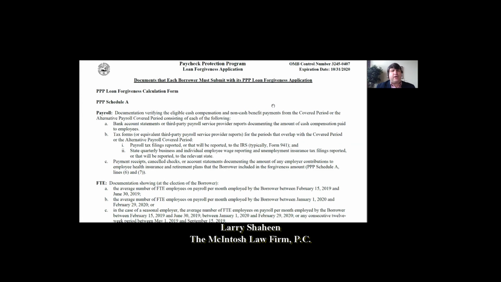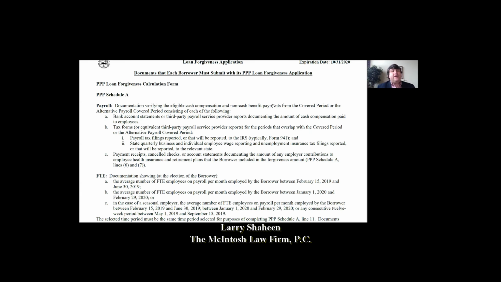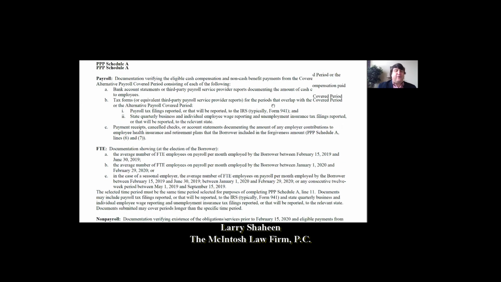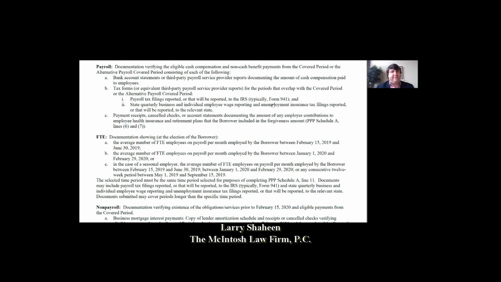Here are the documents that you are going to have to submit in addition to the forgiveness application and your Schedule A. Payroll, your documentation verifying the eligible cash compensation, non-cash benefit payments from the covered period or the alternative payroll covered period, consisting of each of the following: bank account statements or third-party service providers recording documentation of the amount of cash compensation paid. Your tax forms, your Form 941 will cover it if that's what you're trying to do. And then, of course, payment receipts, canceled checks, or account statements documenting the amount to the employer contributions to the health insurance and retirement plans. Those have to be brought in.